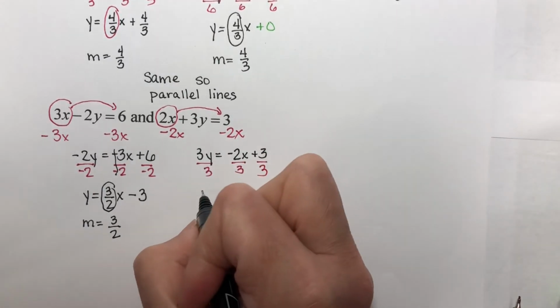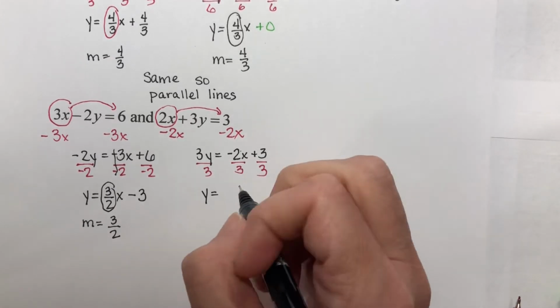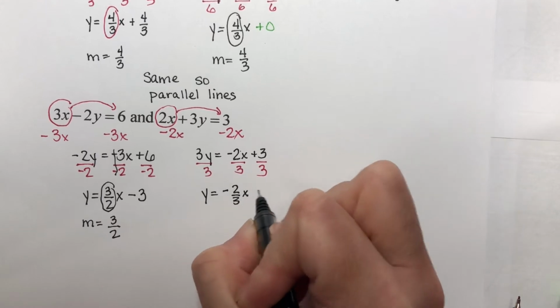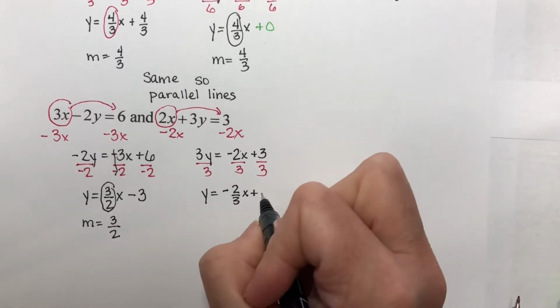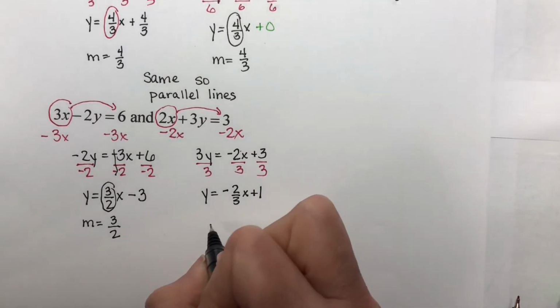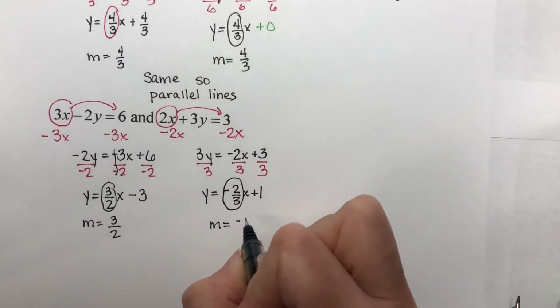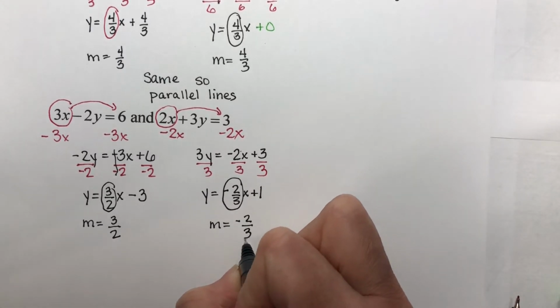And then simplify. Y is equal to, that's a negative divided by a positive, so it's negative 2/3 x plus, because it's two positives, 3 divided by 3 is 1. So this slope is negative 3 halves. Or negative 2/3, sorry. I misspoke there big time.